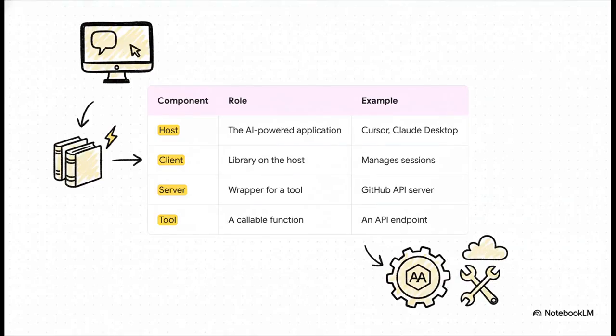First up is the host. That's the AI application itself. Think of something like an AI coding assistant in your editor. That host runs an MCP client, which is basically a library that handles all the communication. Then on the other side, you have an MCP server. This is just a really lightweight wrapper you put in front of a tool, like the GitHub API. And finally, you have the tool itself, the actual function that the AI is going to call.